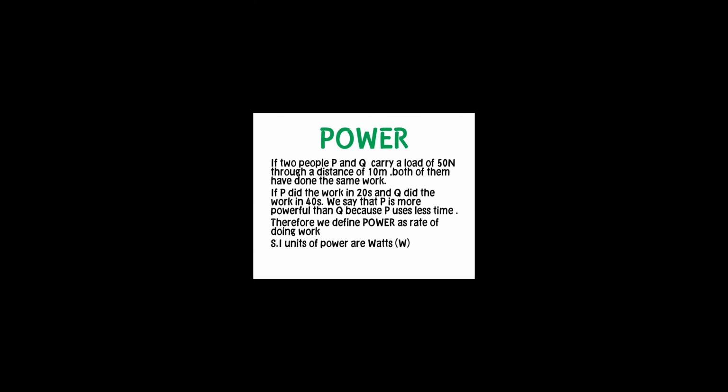But now, if P did the work in 20 seconds, whereas Q took 40 seconds to do the same work, then if we are comparing those two people, we will say that P is more powerful than Q. Why is it so? It's because P has done the work faster. They had to carry 50 newtons through 10 meters. P took less time. That means he has done the work faster. He has carried the load faster. So if we are comparing the two, we'll say this person P is more powerful than Q.